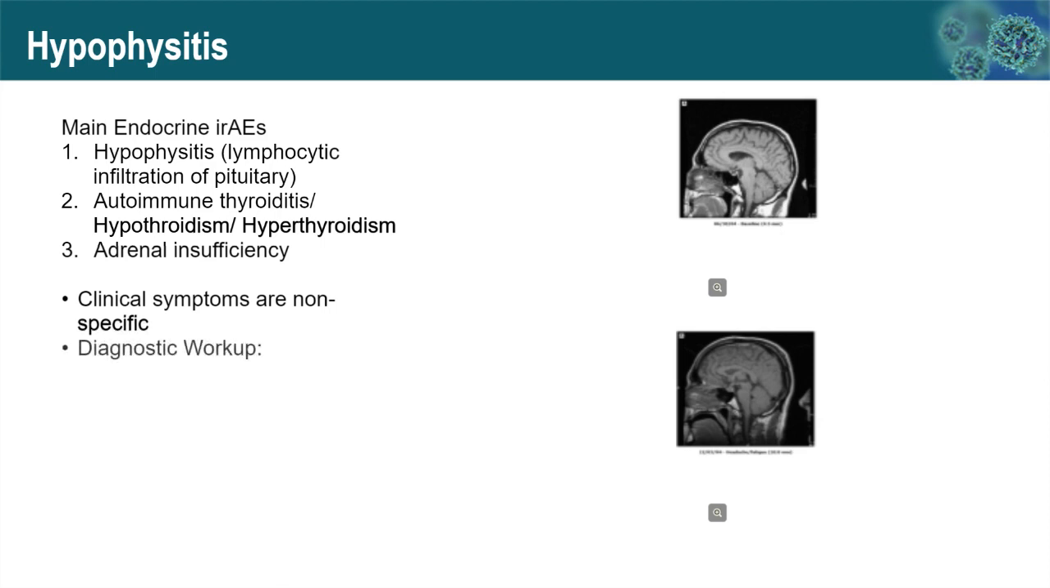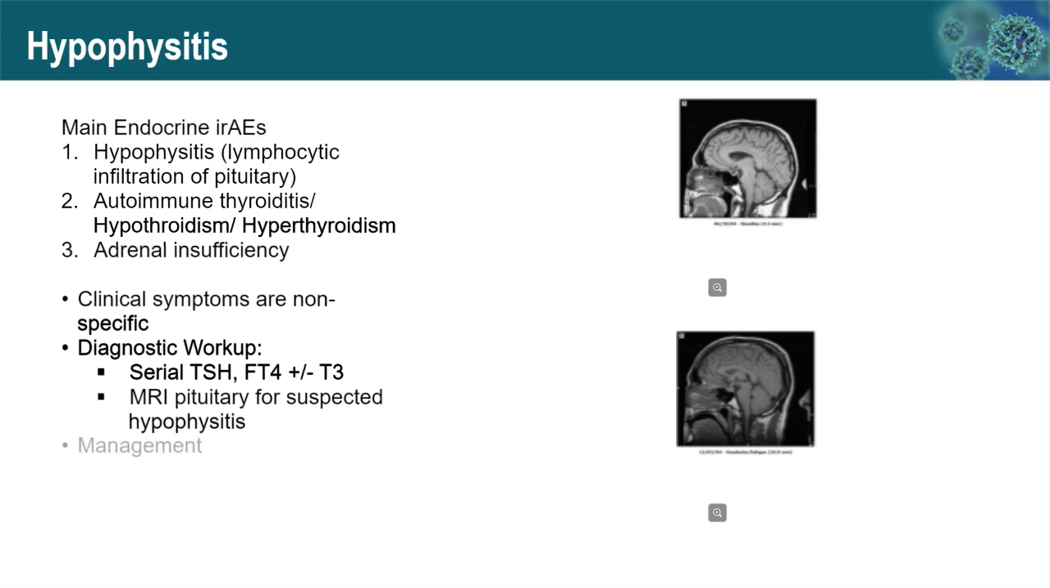In these patients, the standard diagnostic evaluation would be a thyroid-stimulating hormone, T4 level, plus or minus a T3 level. And in patients with suspected hypophysitis, an MRI of the pituitary would be indicated. And this is an example of an MRI demonstrating an increase in size of the pituitary gland. In these cases, it would be important to consult one's endocrinology colleagues and to institute appropriate hormonal replacement. Dr. Nishino, what are your thoughts on this?